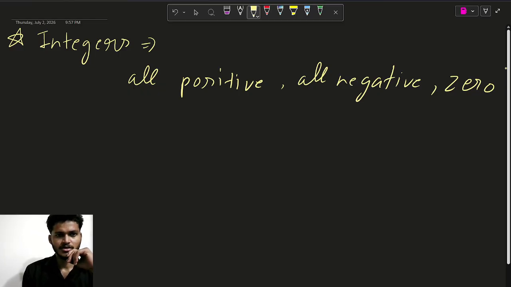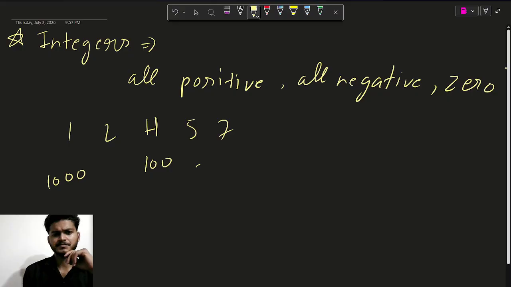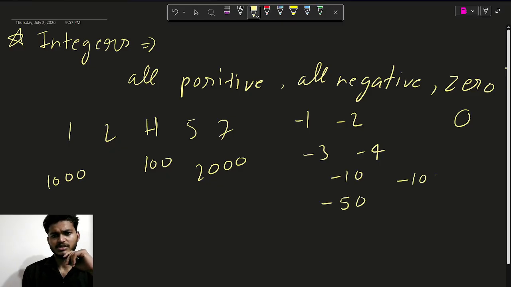For example, positive numbers you can see 1, then 2, then 4, then 5, then 7, 100, 1000, 2000, all these numbers are positive. 0 we all know, and there are some numbers which are negative also, like -1, -2, -3, -4, -10, -50, -1000. These all numbers are negative in nature. These all numbers are negative integers.